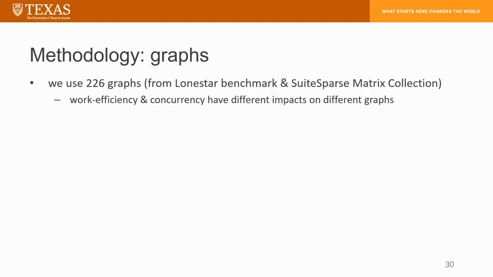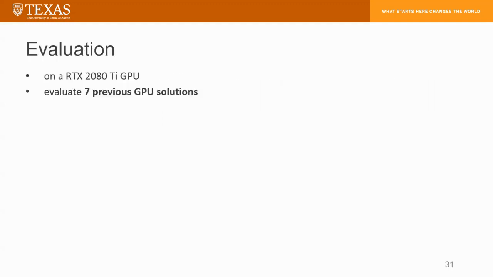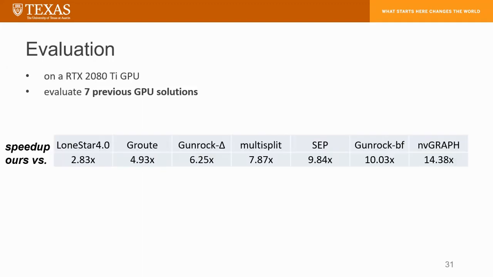Now let's talk about the results and the evaluation. We use 226 graphs from the Lonestar benchmark and the sparse matrix collection. The reason we use so many graphs is because work saving and concurrency have very different effects on different graphs, so we want to make sure our solution works for diverse graph types. We do our experiments on the RTX 2080 Ti GPU, and we also evaluate 7 previous GPU solutions.